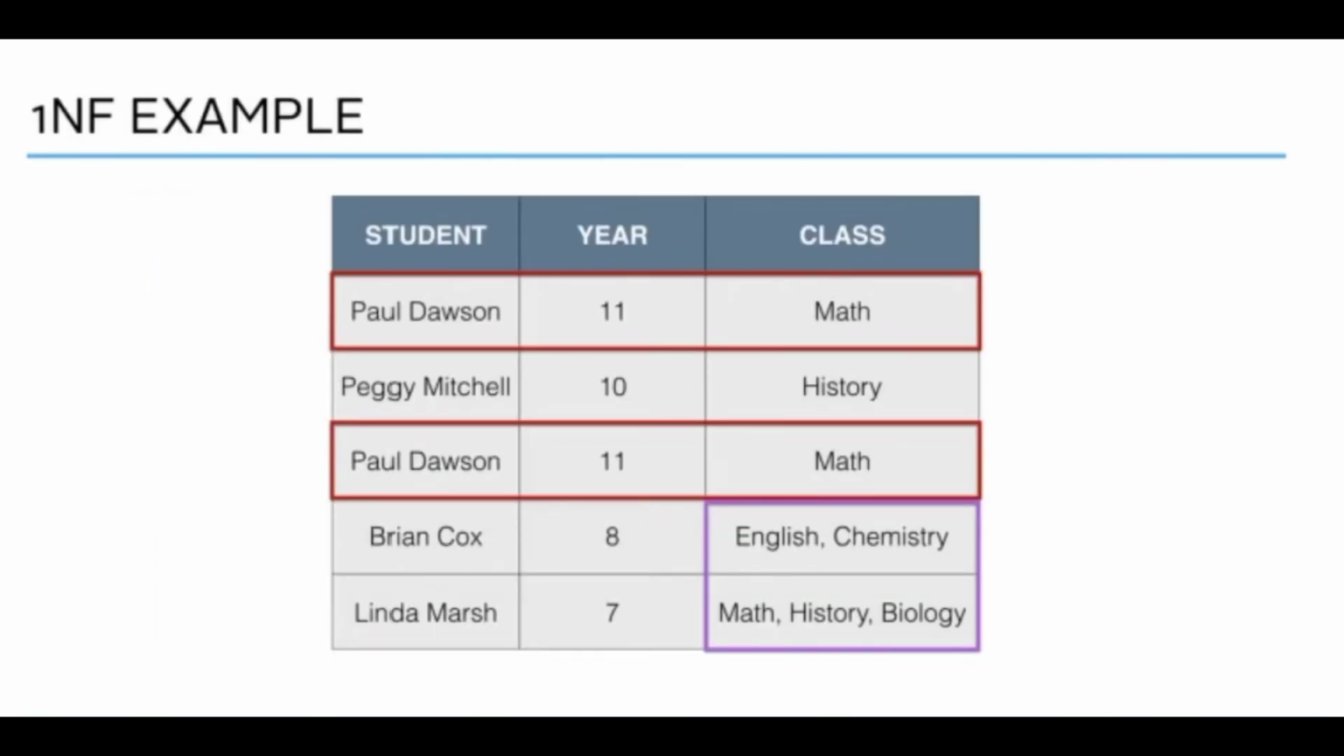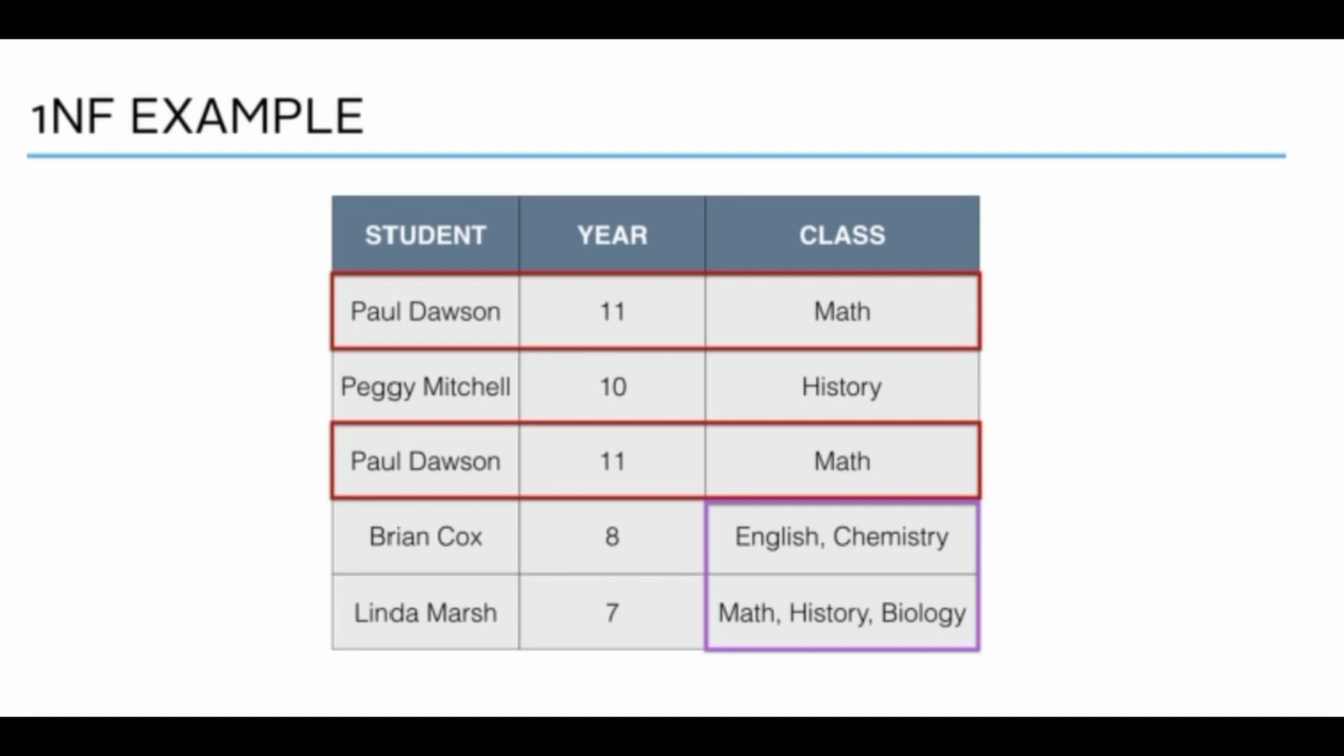So let's have a look at an example table. Here we have a student table, and it has the student name, the year they're in, and any classes they take. So is this table in first normal form? Well, we can see straight away that it's not. We can see we have Paul Dawson, Year 11, Class Math, entered twice into this table. So we have duplicate rows of data.